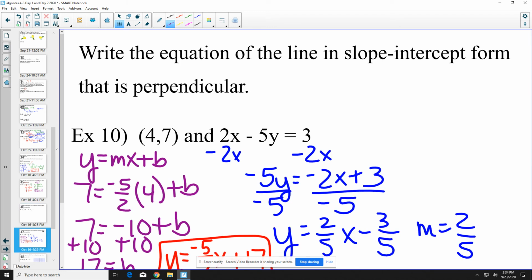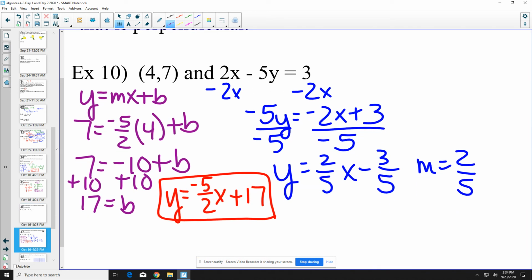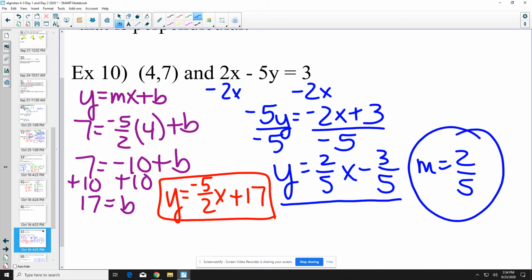Okay, now that you're done, let's check this. So when you solve the first equation for y, did you get y equals 2/5 x minus 3/5? Which means the slope of your original equation is 2/5. Well, if you want the lines to be perpendicular, you want the opposite reciprocal slope. So now you want your slope to be -5/2. See how I put -5/2 in for my slope?